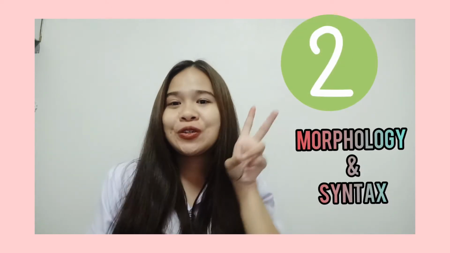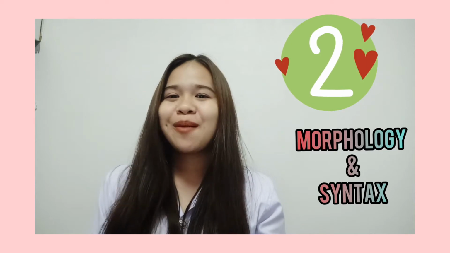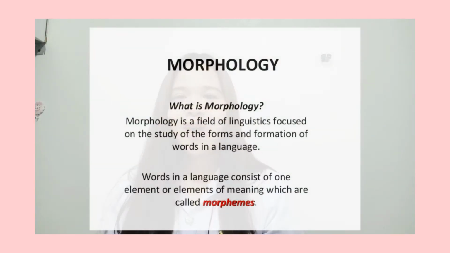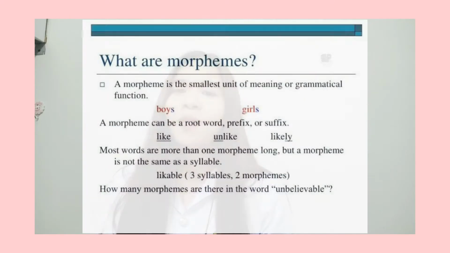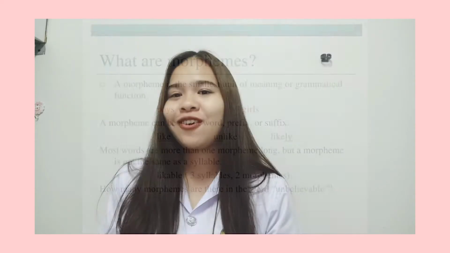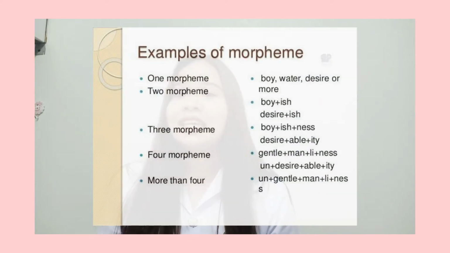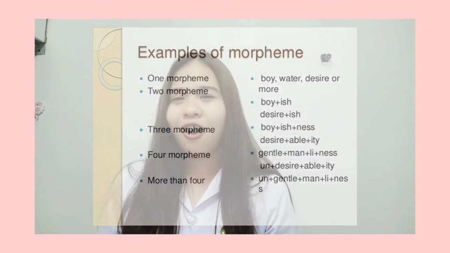So now, I'm going to show you about morphology and syntax. The two things in this class are morphology and syntax. Morphology is the study of word formation, the study of morphemes and the way they are arranged in other word forms. Morphology is the study of how a word is formed. It means what morphemes every word is made of.